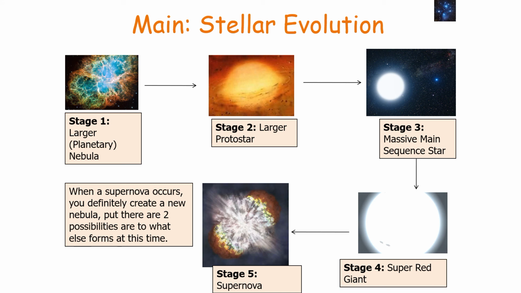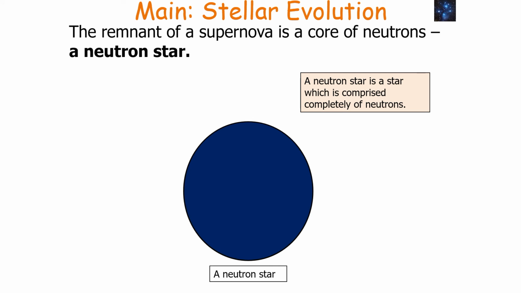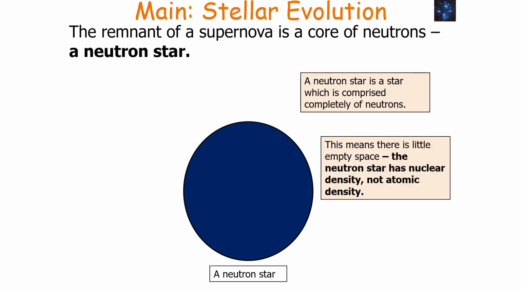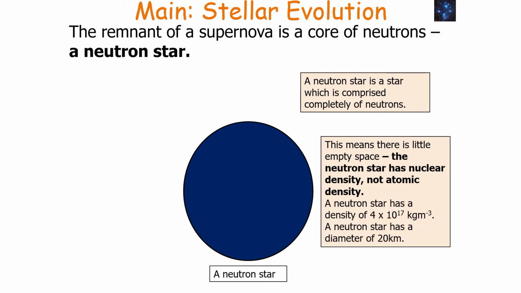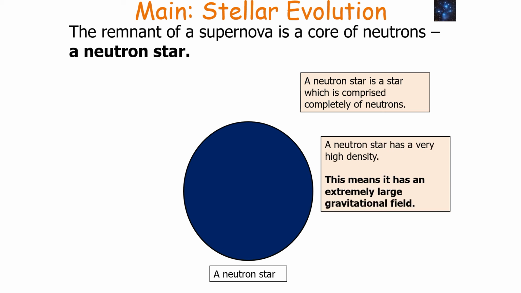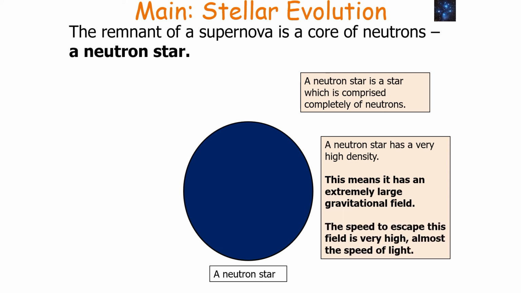So when a supernova occurs, you definitely create a nebulae, but there are two possibilities as to what else could exist. You could produce a neutron star, a star completely comprised of neutrons. Now there's little empty space as the neutron star has a nuclear density, not an atomic one. So it has a density of 4 times 10 to the 17 kilograms per meter cubed and a diameter of 20 kilometers. So this means it has a very high density and an extremely large gravitational field. The speed is so high, almost the speed of light.